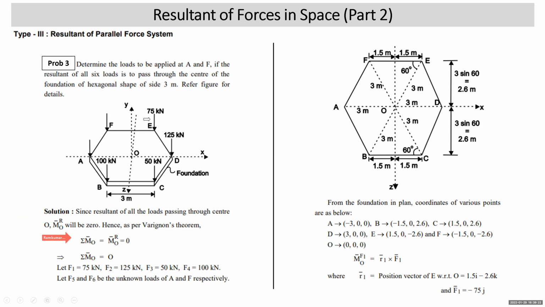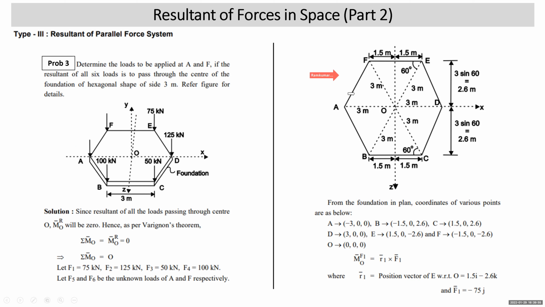Now I'm naming force F1 as 75 kilonewton, F2 as 125 kilonewton, F3 as 50 kilonewton, F4 as 100 kilonewton. F5 is the force acting at A, F6 is the force acting at F. Students, in the previous two problems, writing the coordinates was easy. In this problem it is a little difficult because we have to draw the hexagon in plan, a two-dimensional figure, then you will be in a position to read the X and Z coordinates of all the corners of the hexagon.